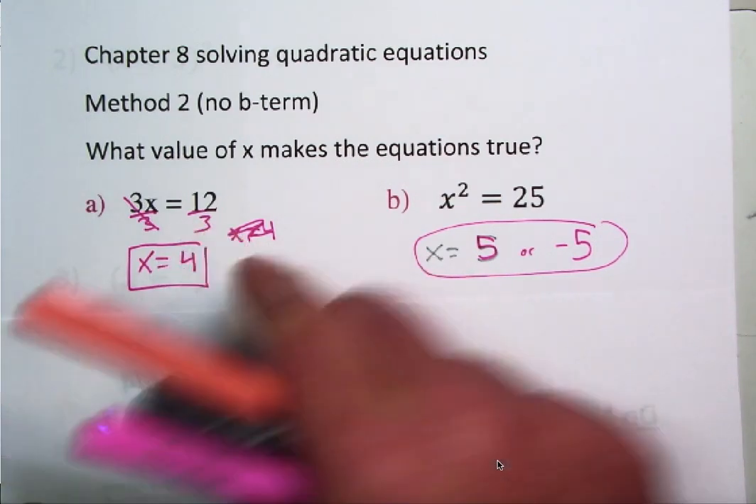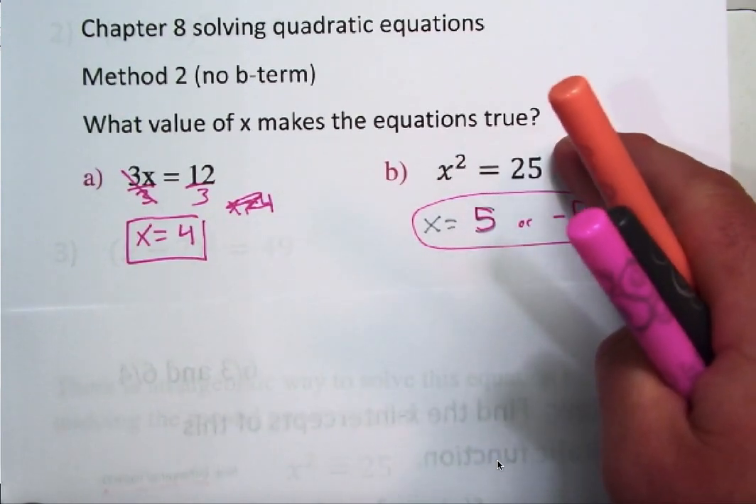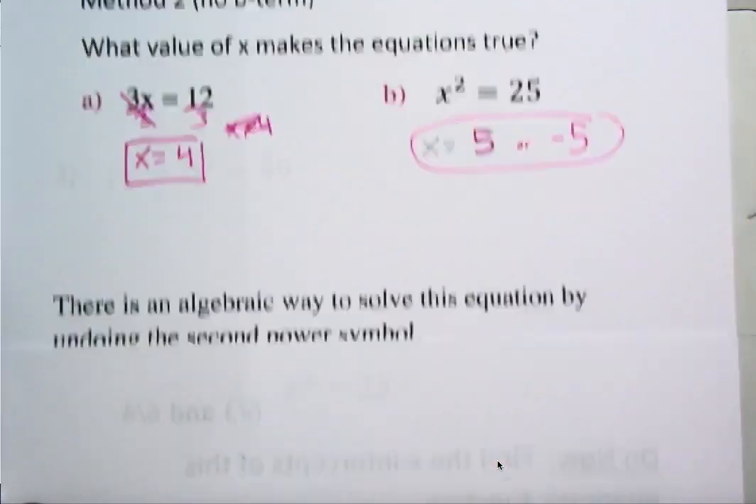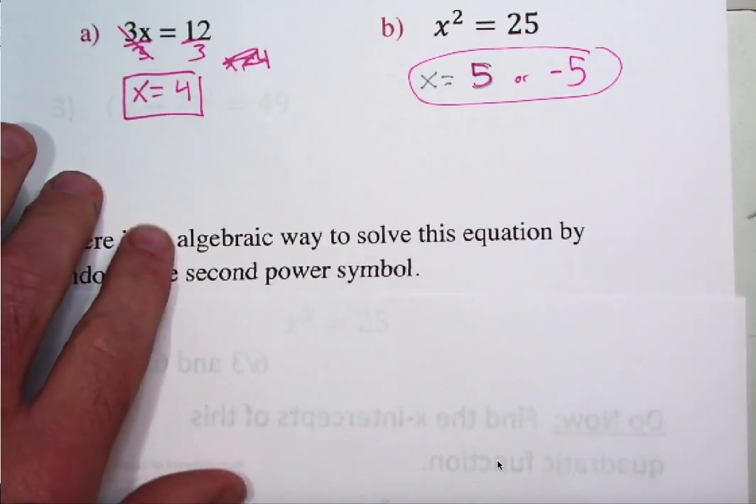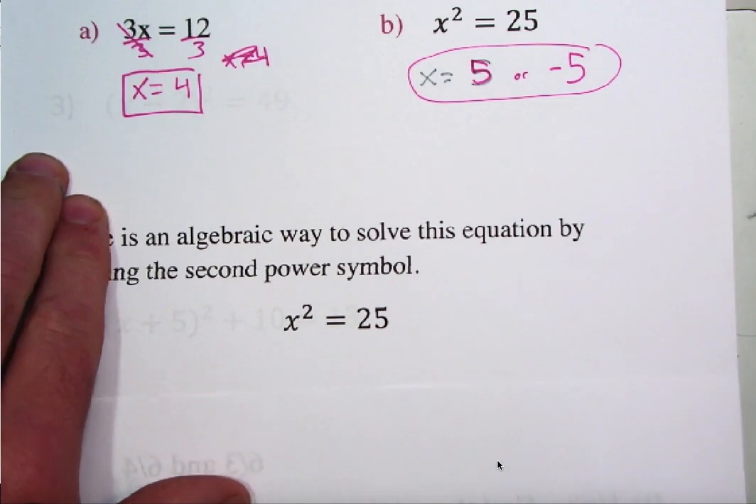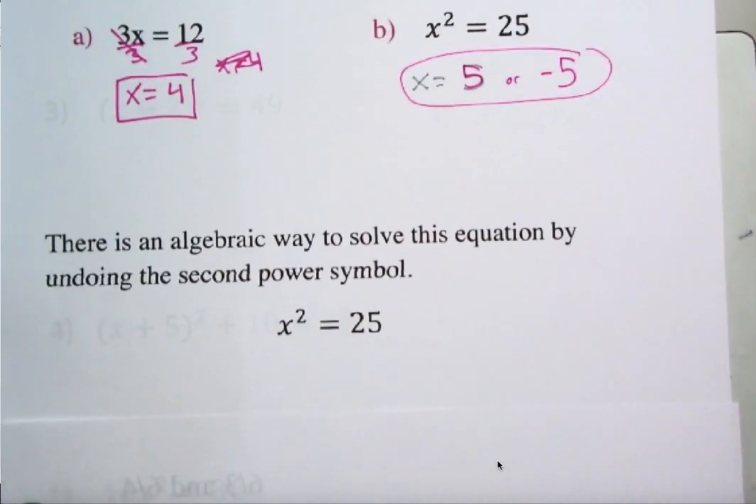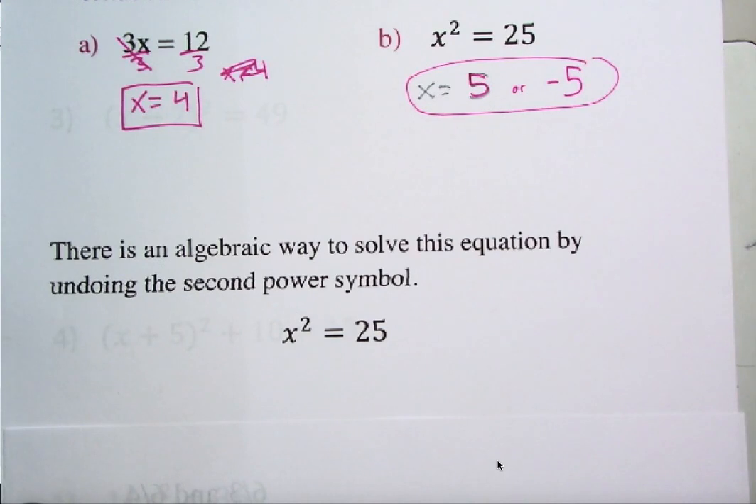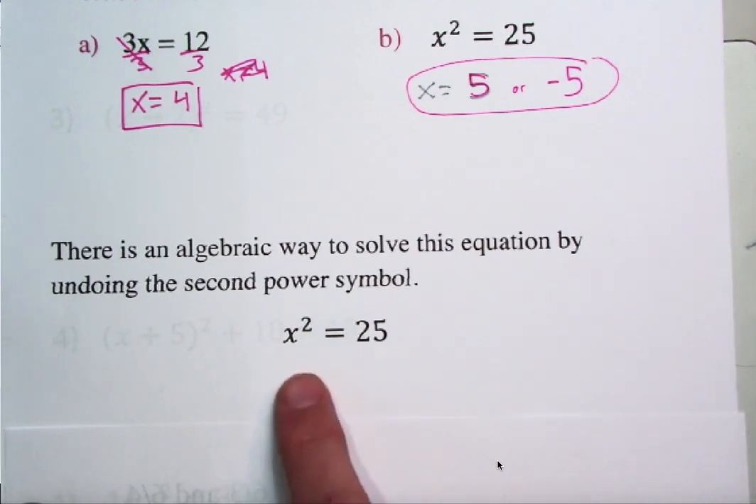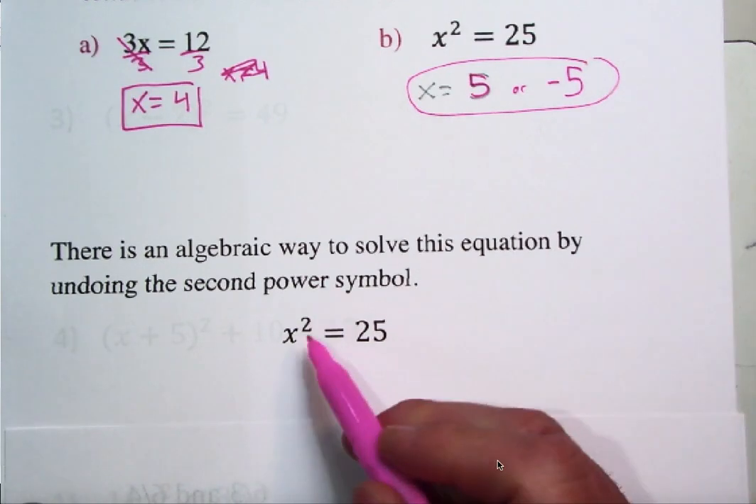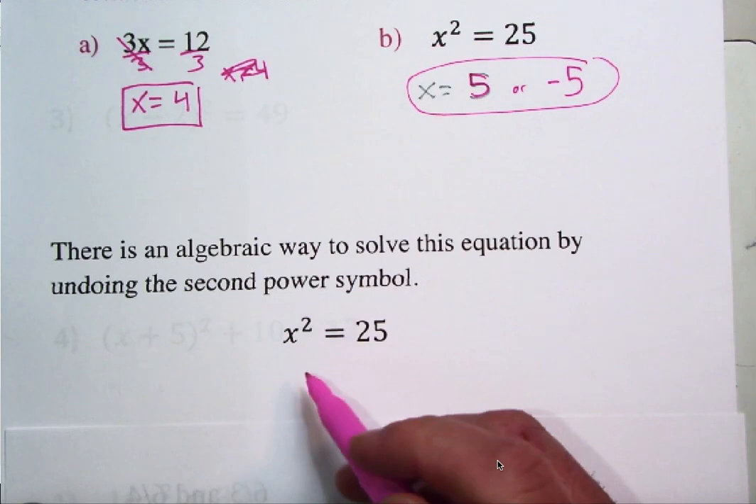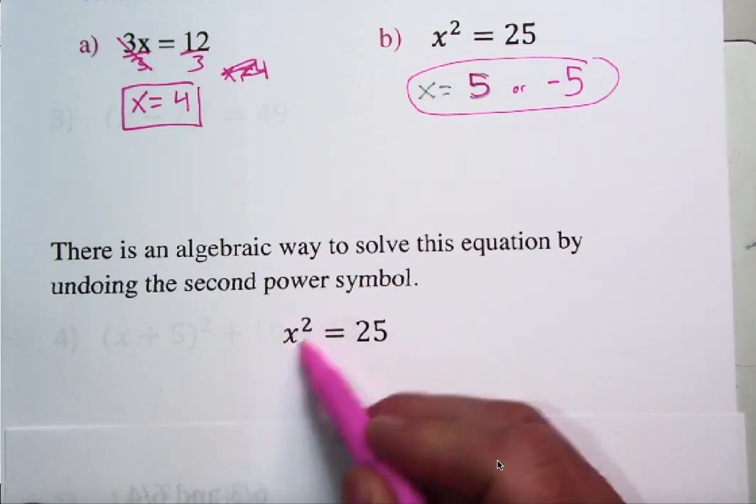Okay. So you could do both of these in your head, but notice how I also showed that you can do something to both sides here. But we didn't do it here, right? Well, there's actually an algebraic way to solve that equation by undoing the second power symbol. Okay? So, what would be a way to get the answer 5, what we could do to x squared equals 25? So what could we do to get x by itself? But is there a math operation that you think might undo squaring something?